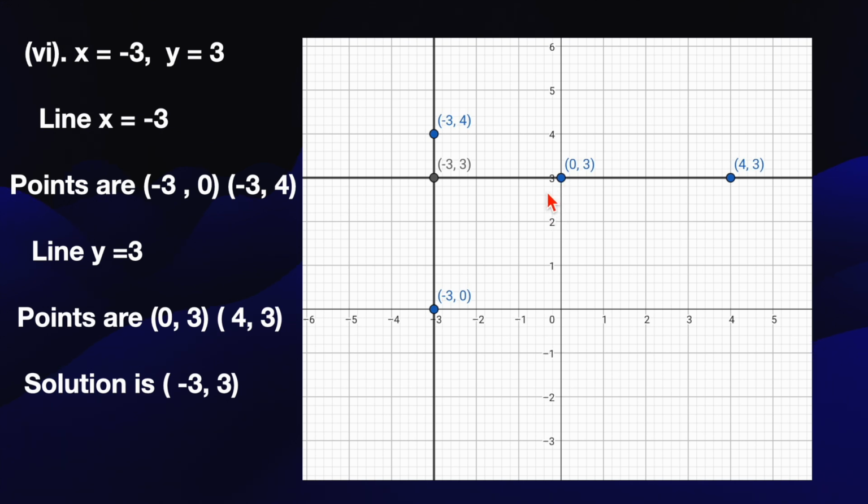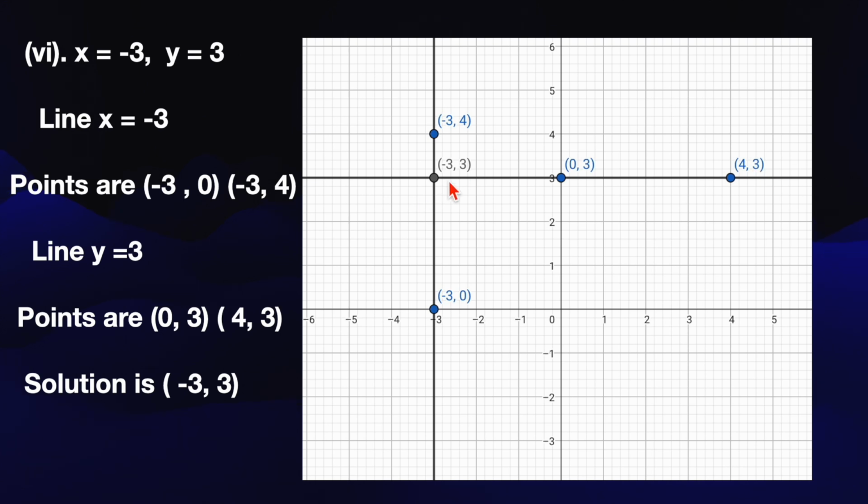Here it is. So this is minus 3, 0 and minus 3, 4. So this is the line, first line. Okay. Y is equal to 3. Whatever is the value of x, the value of y will always be 3. So you can take any values of x. Okay. 0, 3 is here. 4, 3 is here. I have taken these two values.